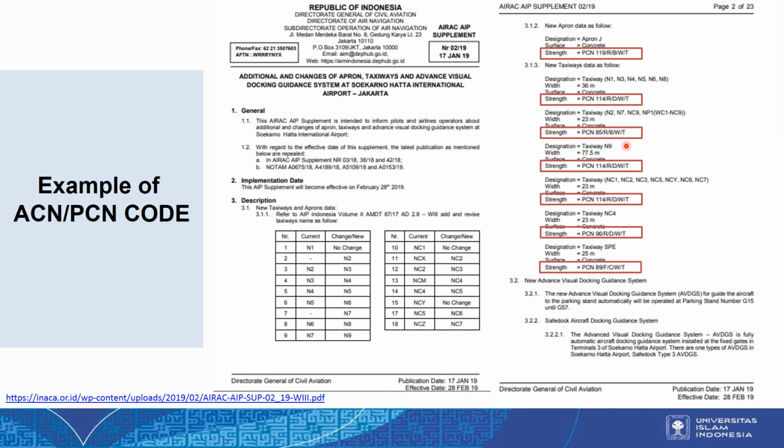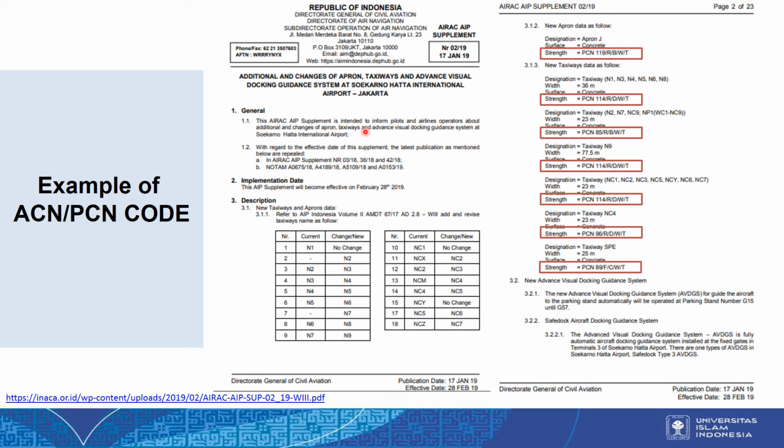They have PCN 89/R/B/W/T. This is for taxiway N9. This is for this taxiway. This is for taxiway NC4, and this is for taxiway SPE. They have PCN 89/F/C/W/T. So this is how the airport will have the information of the pavement strength.